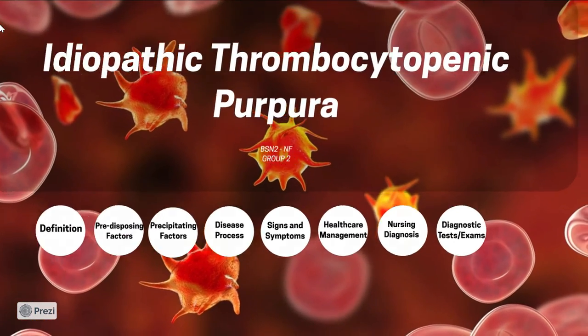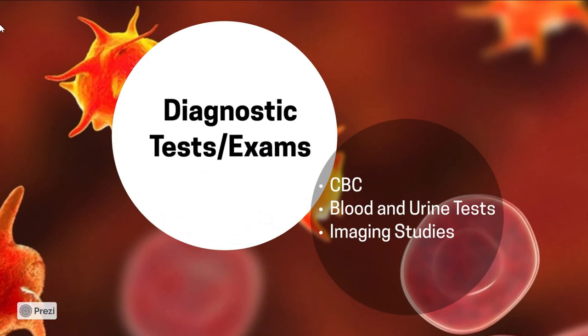Now, for the diagnostic tests involved with ITP. The following are performed and ordered by the healthcare team. Complete blood count or CBC, which measures the size, number, and maturity of different blood cells in a specific volume of blood, or to measure platelets. Additional blood and urine tests, which measure bleeding time and detect possible infections.